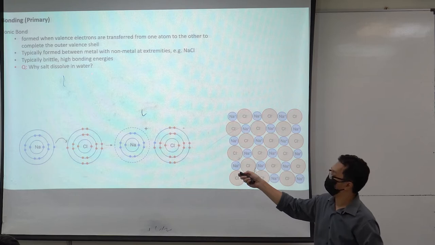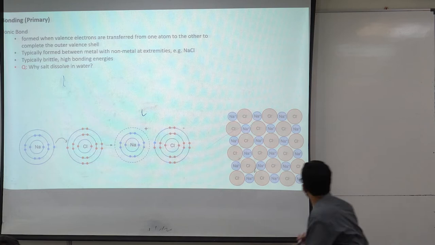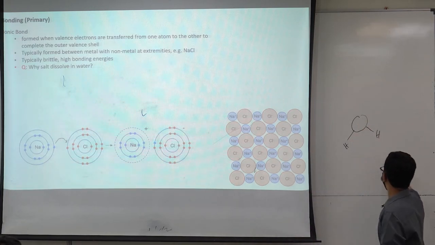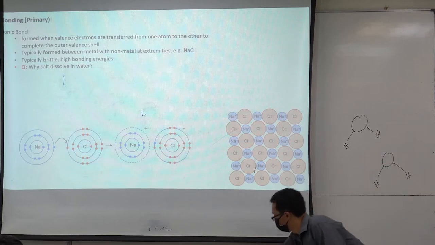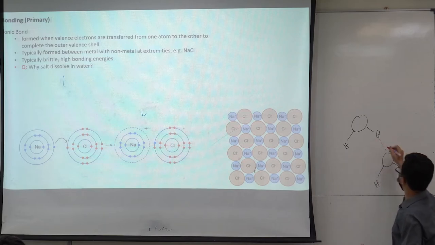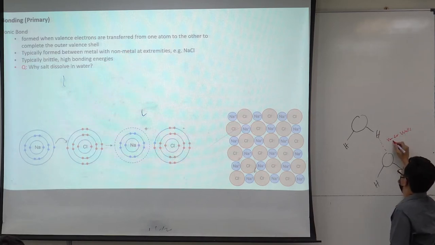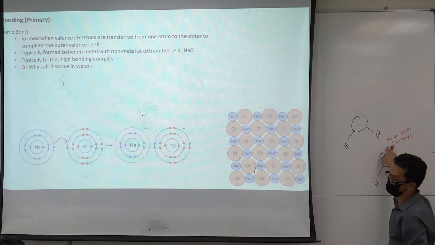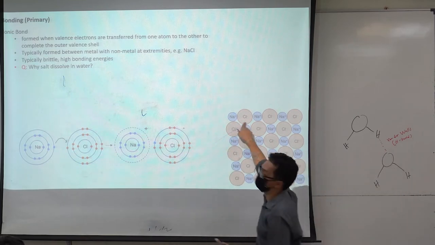But then water, later on we will learn about water. If you see a water molecule, you have this oxygen, and then you have hydrogen, and then you have another water molecule with hydrogen. Between this hydrogen and oxygen, they are van der Waals, we will learn later. Or in this particular case, we call it a hydrogen bond. So this hydrogen bond is less strong than this ionic bond.